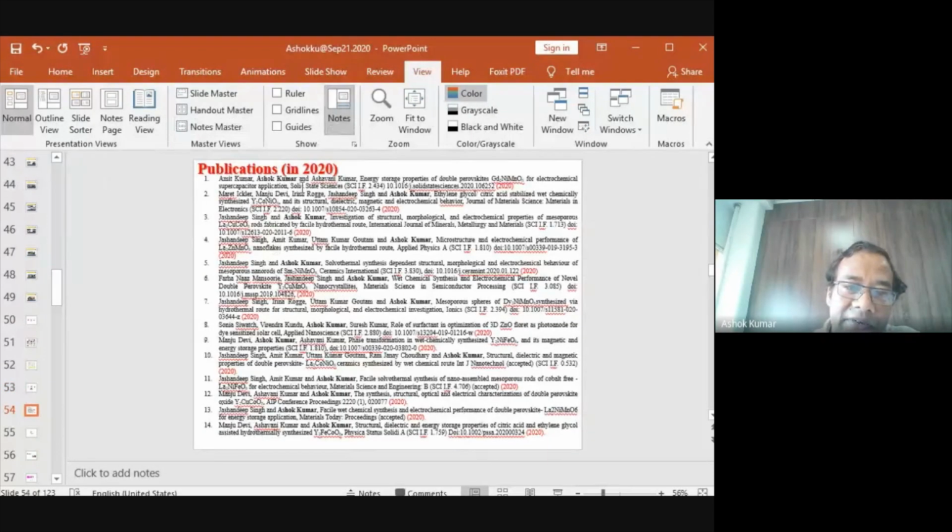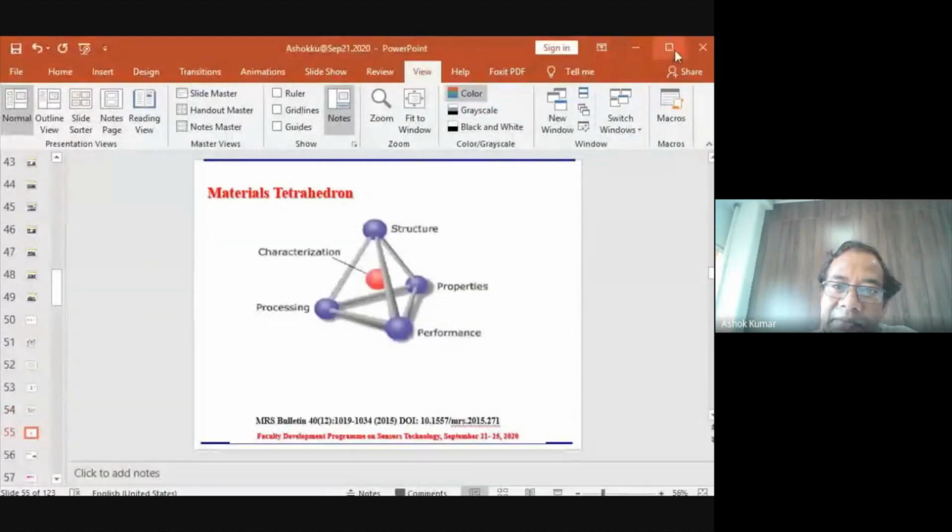Particularly, I will cover this work from my group, which I am showing for 2020. There are, I think, 12 SCI publications, and 2 proceedings, which are also SCI. I will present mainly the nanostructure materials work from these 2020 publications only, not the previous work. And then we talk about the nanomaterials.